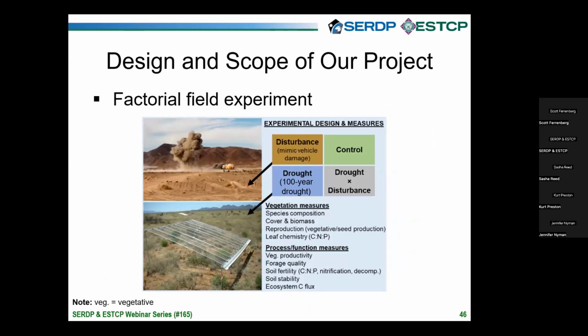On the ground in our 3 locations, we installed a full factorial field experiment where we introduced experimental disturbance with drought and the interaction of the 2 along with control plots. We had 10 plots in each local site, so 40 total plots in a location, 120 across the entire network of experiments. And in each of these, we measured a suite of vegetation and soil measurements that allowed us to understand change as a function of our treatments.